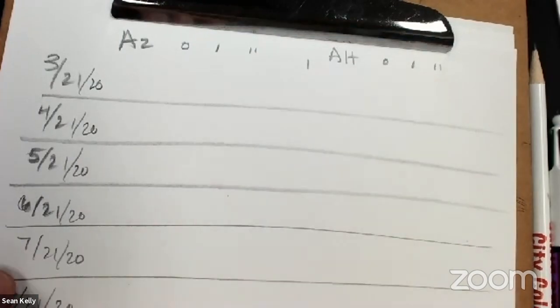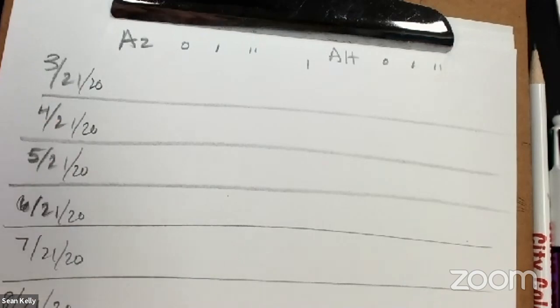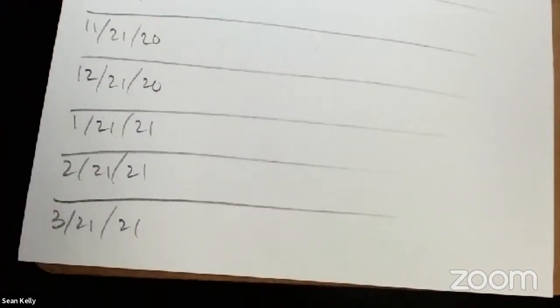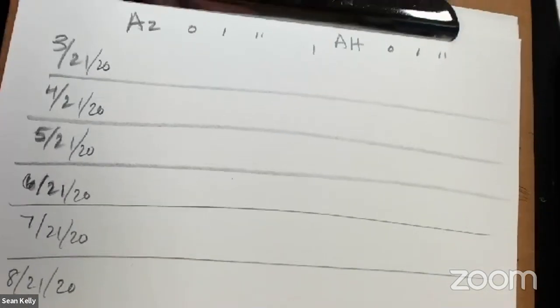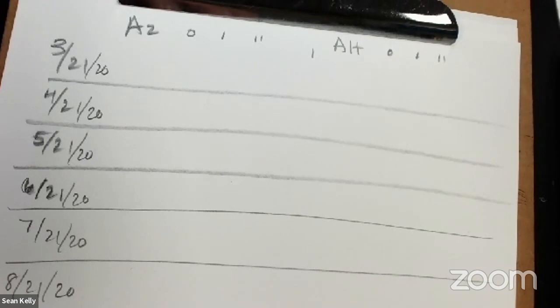And I have a list here, 321.20, going all the way to 321.21. That's 13 entries altogether. So we're going to be filling this in together, and I'll show you exactly what to do. All you need to do is make a list like this, and you will be able to do exactly what I'm doing. Okay, so we'll start off now with Stellarium, and I just started the program.